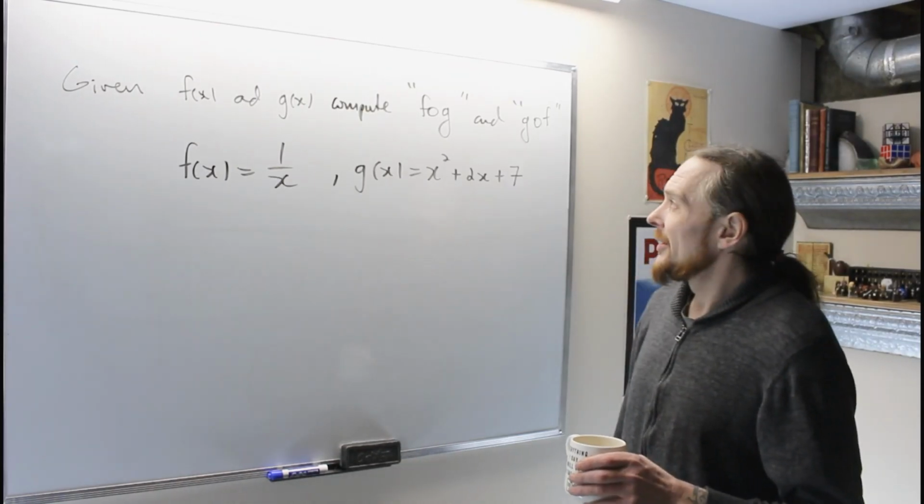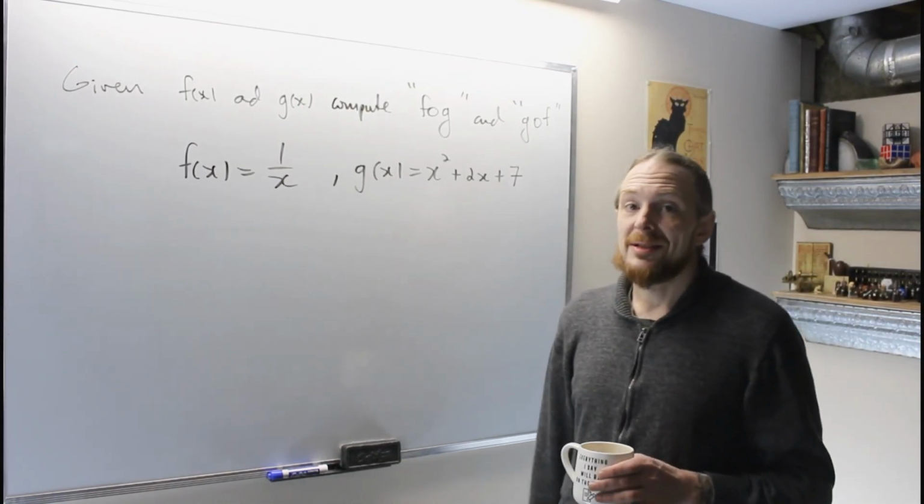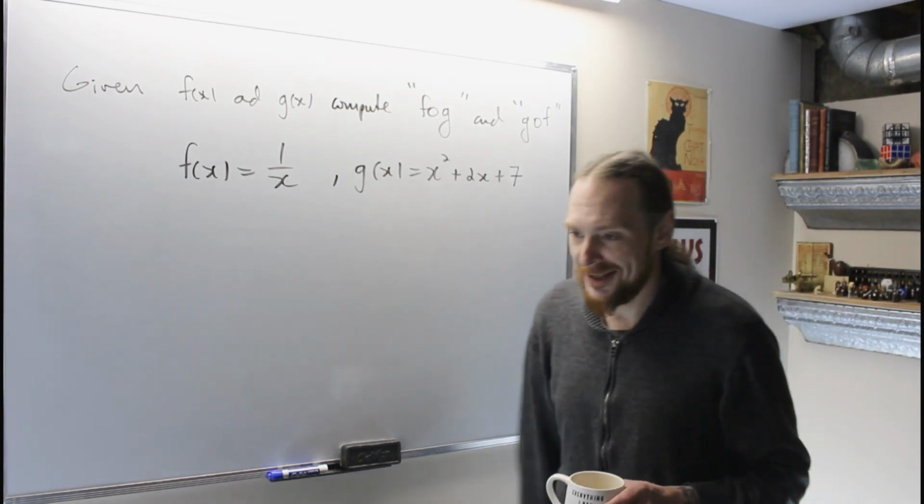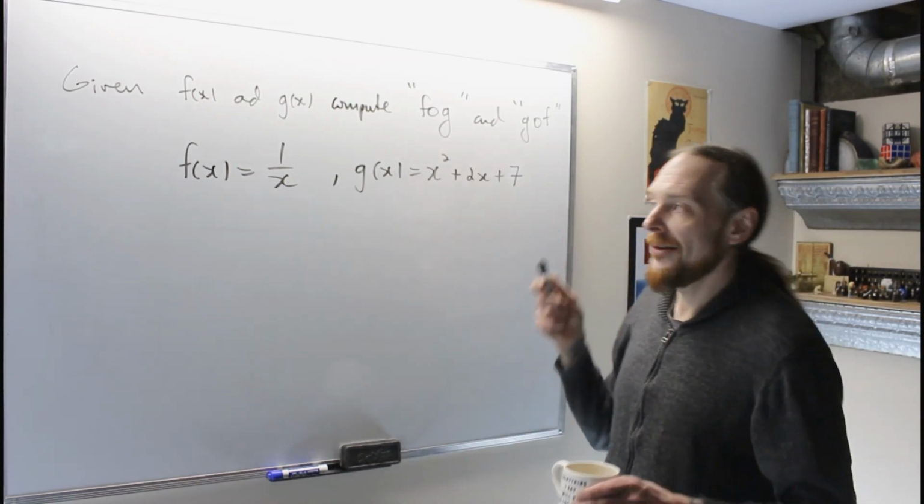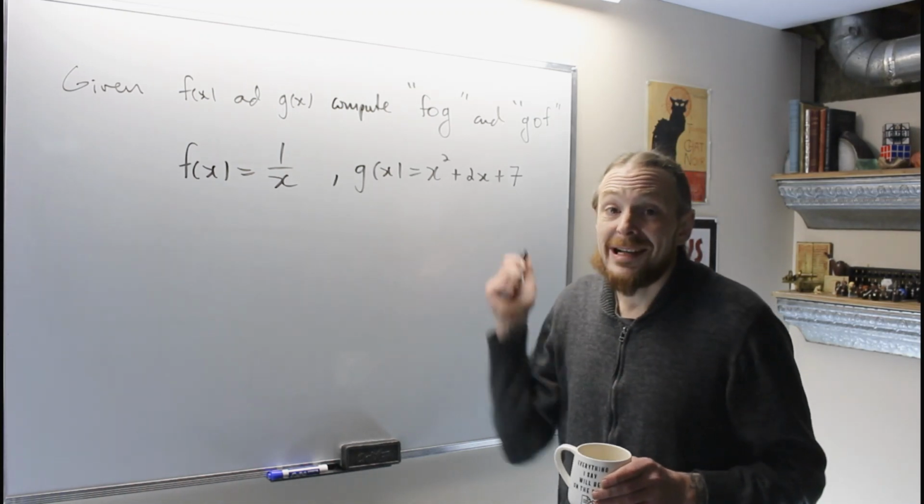Alright, so this time we're going to compute composition of functions, or if you want, it's not what it's called, but we're going to compute f∘g and g∘f. And in particular, we're going to show f∘g doesn't equal g∘f.